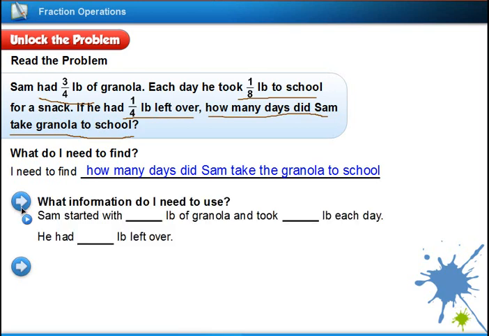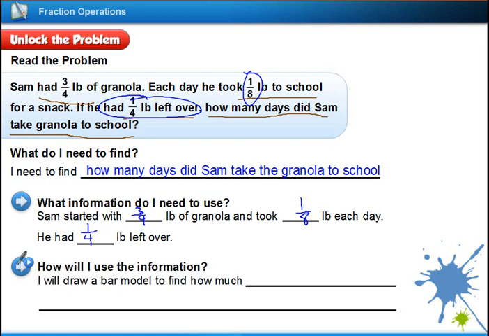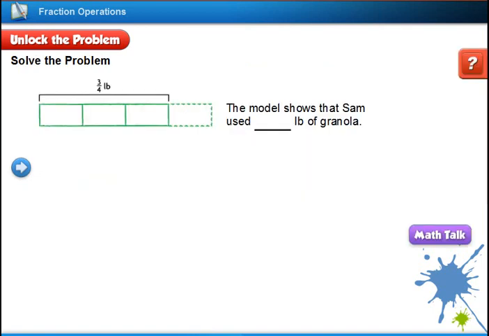What information do I need to use? Well, let's look at our original problem. Sam started with what? He started with 3/4 pound of granola, and he took 1/8 pound each day, and he had 1/4 pound left over. How will I use the information? I will draw a bar model to find how much granola Sam used and how many days he took it to school. Let's go ahead and solve the problem.